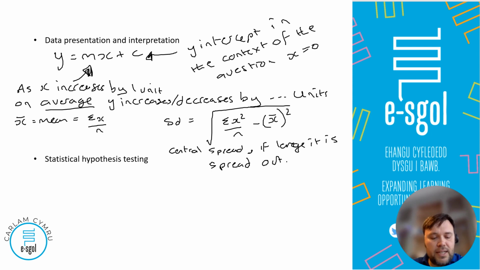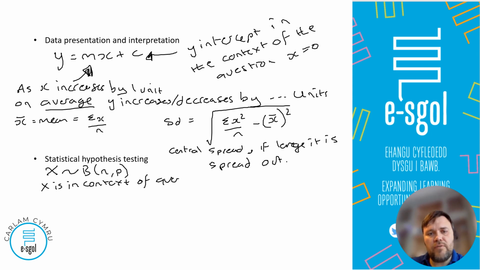Next, hypothesis testing. If you have a look at the previous video, I have defined it, but I do want to define it here because it is important that you don't miss anything out. The first thing you should do is define what x is in terms of the binomial with its parameters n and p, and define what the random variable x actually is in the context of the question. If that has been done beforehand, then you just need to define it in terms of the binomial with parameters.